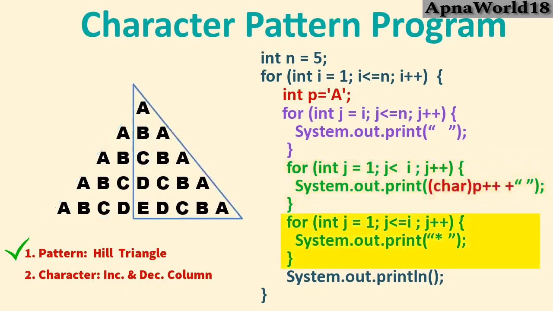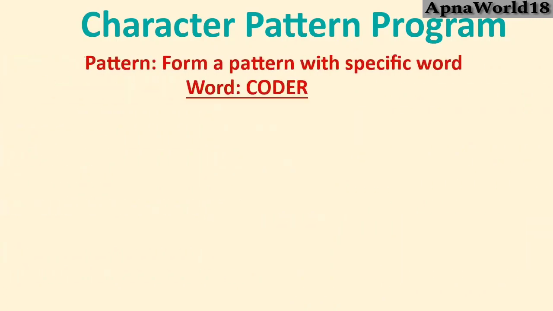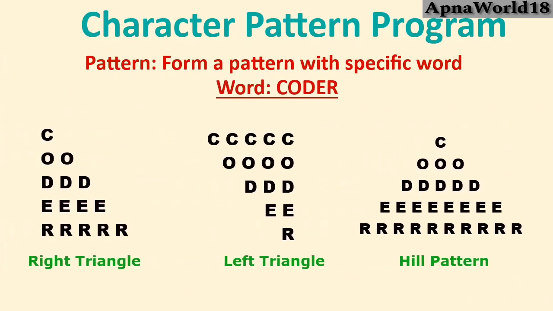In the next loop, you are actually just decrementing the same P, so we will just do P minus minus. This should give us the required pattern. Now many times a word is given to you and you are asked to form a pattern with that specific word. Let's say the word is coder.